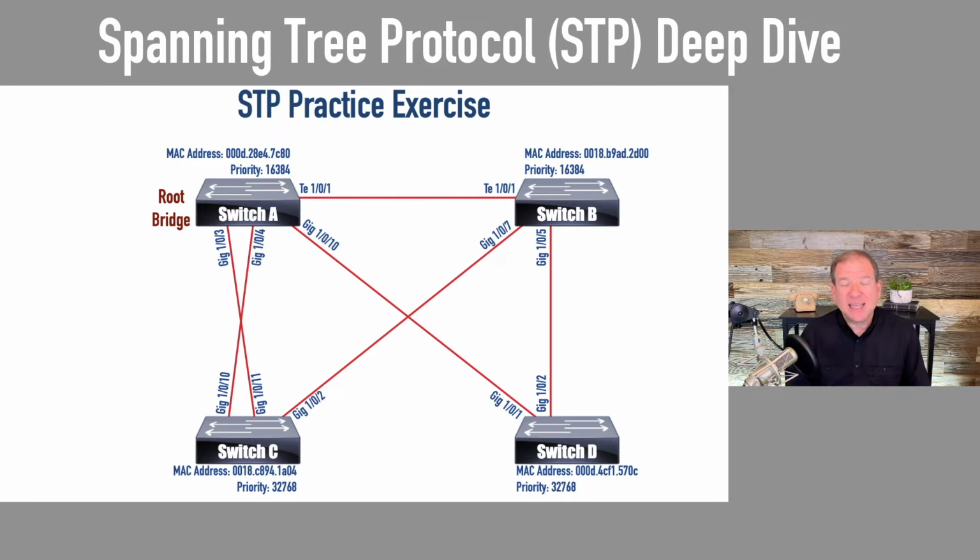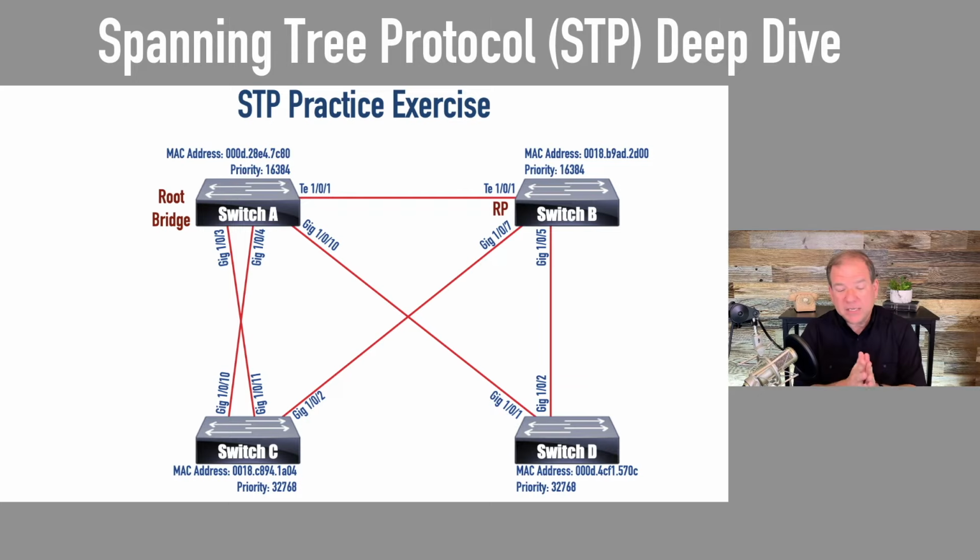They realize that 10 gig link, if we used it, it would have a cost of 2. If I used 1/0/7, it would be a cost of 4 just to get down to switch C, and then another cost of 4 to get from switch C up to the root. So that's 4 plus 4, that's 8. If I went from switch B down to switch D, as in Delta, that's a cost of 4. And then from D up to A, that's a gig link, that's another cost of 4, cost of 8. Yeah, clearly, the 10 gig 1/0/1, that's my root port on switch B.